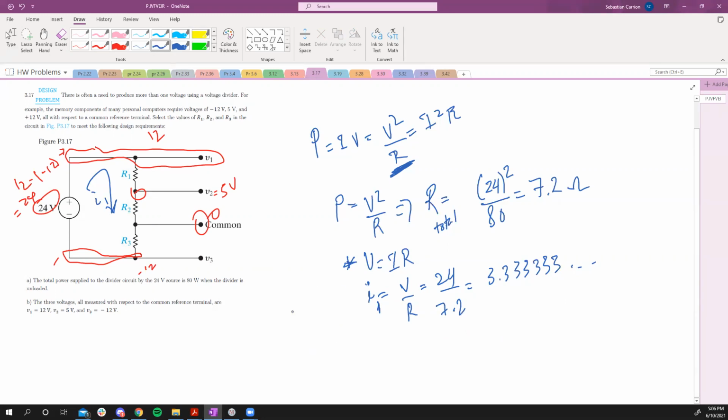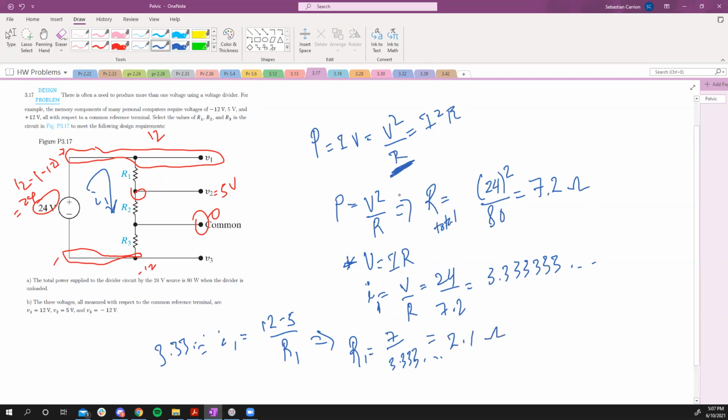Then we can go ahead and calculate the values for each one. We know that I1 is equal to 12 minus 5 over R1. We already know the value for I1, it's 3.333. So R1 equals 7 over 3.3333, which would be 2.1 ohms.